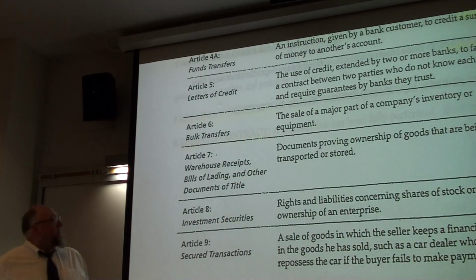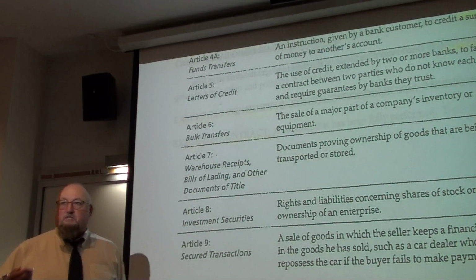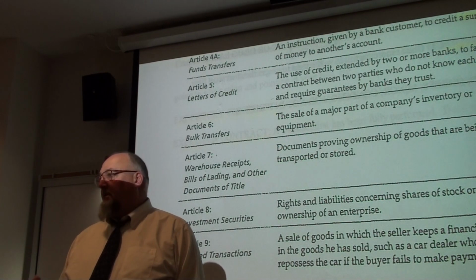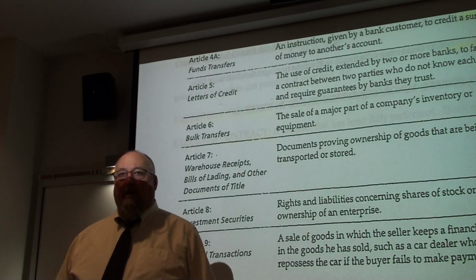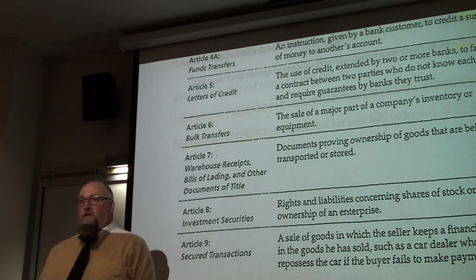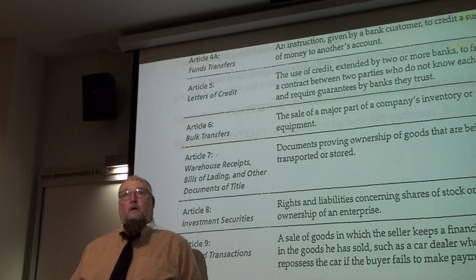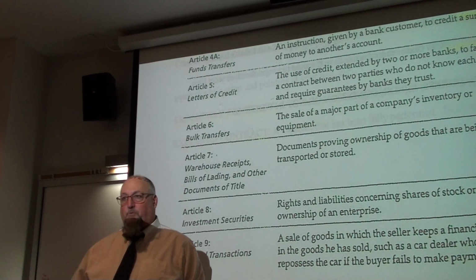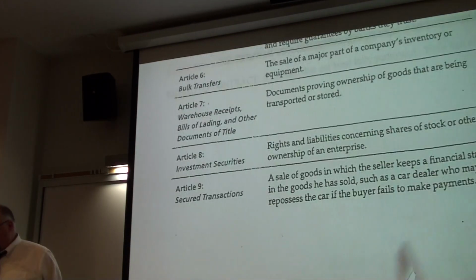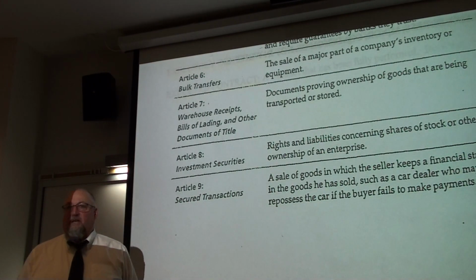Article 7, bills of lading, very important in the real world. A bill of lading is a document that's issued by a shipping company. It could be a truck, a train, an airline, maritime transport, like in a container. A bill of lading is what's issued when the goods are loaded and provided to the shipper, to provide proof that you have transferred those goods to be transported. And then finally we have investment securities, stock and bonds, and Article 9, which is a secured transaction.